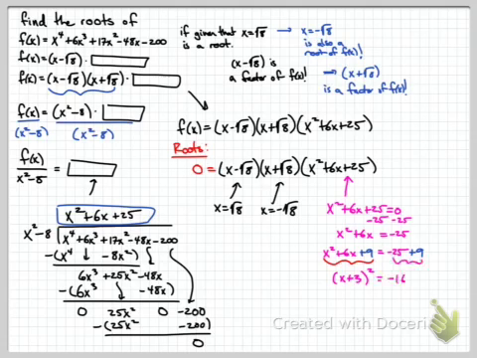Now we're ready to go ahead and take the square root of both sides. And we end up with x plus 3 equals plus or minus 4i. If we subtract 3, we find that x equals negative 3 plus 4i. X equals negative 3 minus 4i. So check it out. We just found the two remaining roots of this polynomial function.